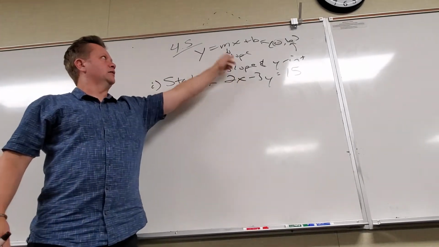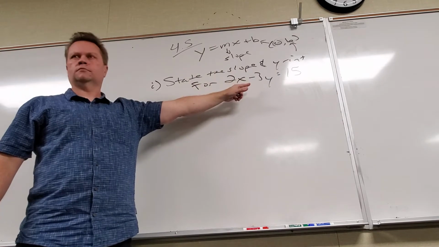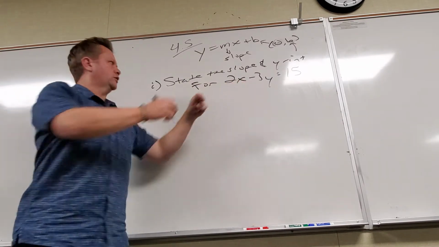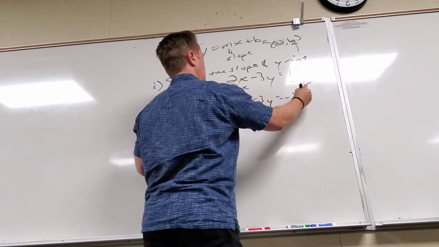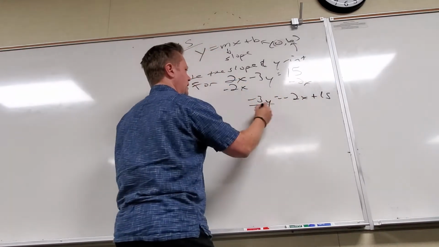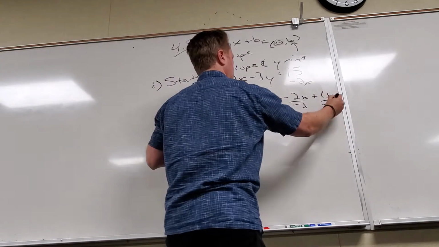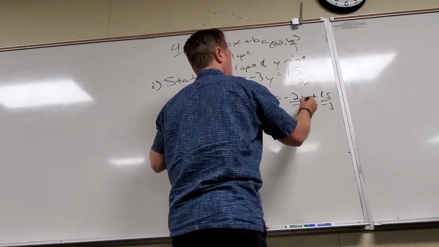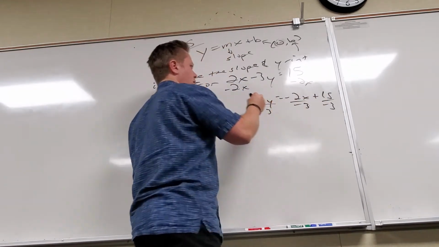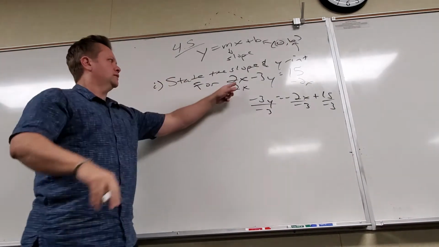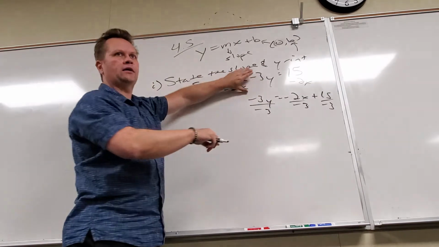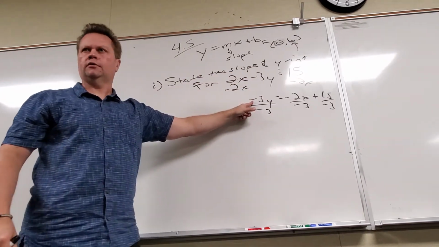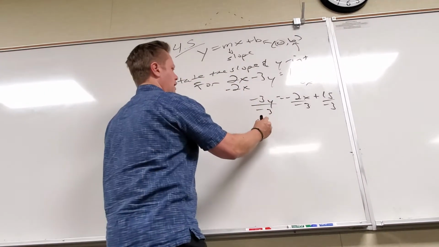So how do I get this thing in the right form? Subtract 2x. Then divide by -3. By the way, real quick, some people are still doing this, and somehow that negative goes away too. That negative is still there, right? So then you get y equals.